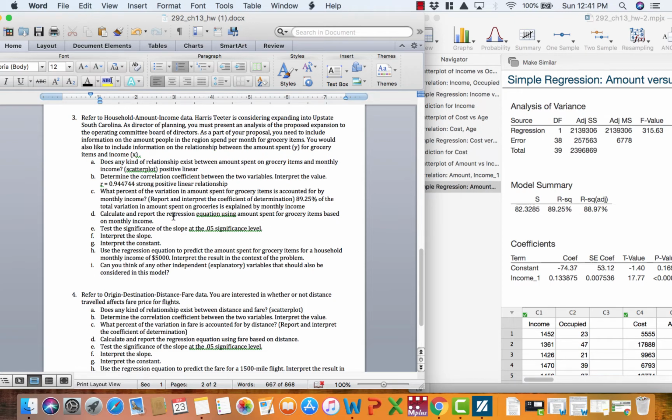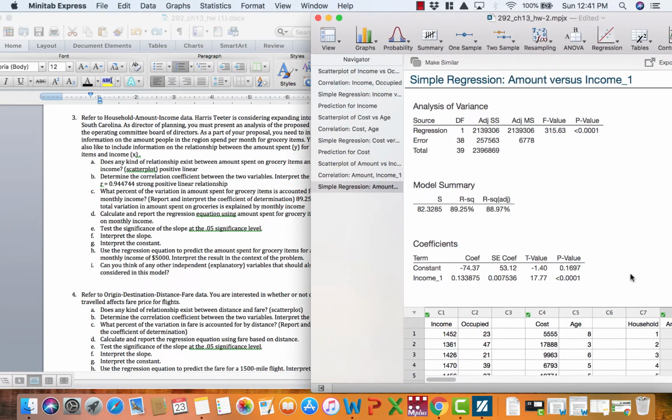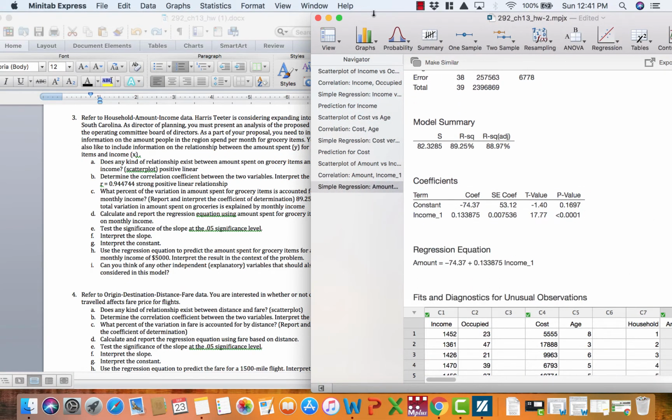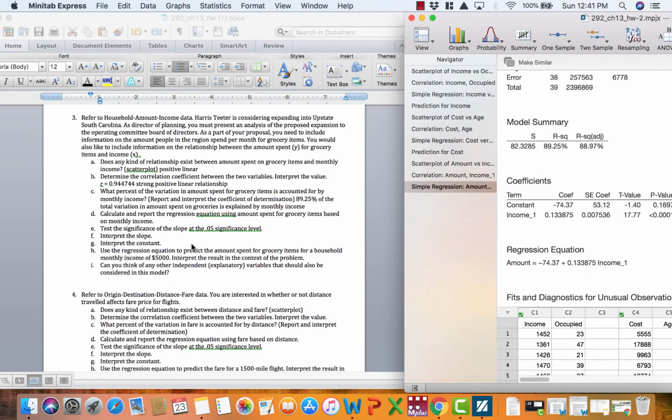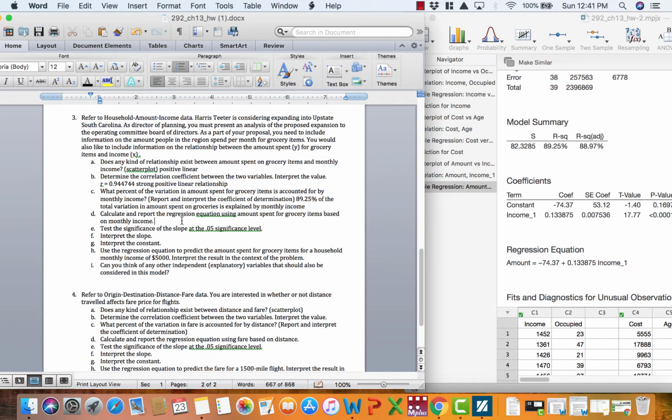All right, calculate and report the regression equation. Again, we can scroll down a little bit here in Minitab and we find our regression equation. So what do we have? We have amount equals negative 74.37 plus 0.133875, and it's fine to just call it income.